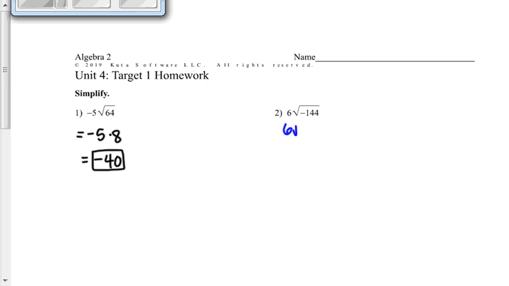Here we actually have the square root of a negative. Remember, we break that up into a negative 1 and a positive 144. That means the square root of negative 1 is i. And then again we have the square root of 144, which hopefully you recognize as a perfect square, which is 12. So 6 times 12 is going to give us 72i. Again, if you made a factor tree, no big deal. Just look out for those perfect squares.